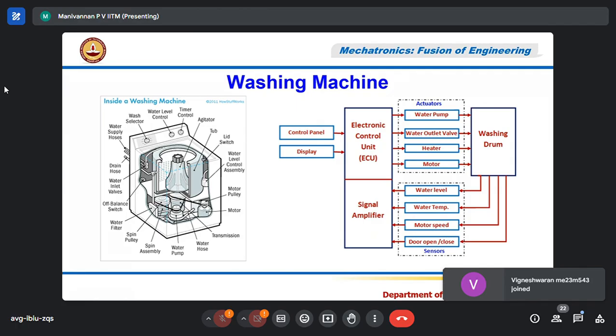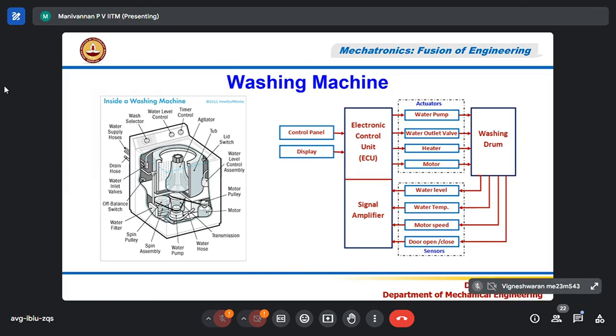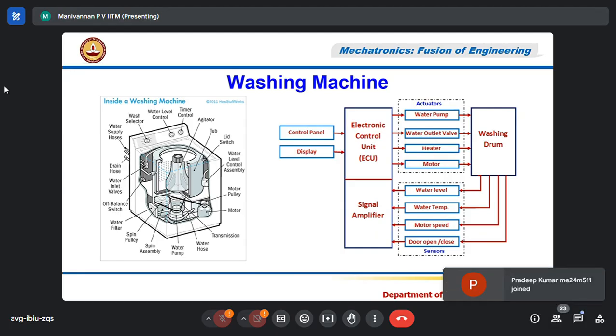In the air conditioner also you have a compressor, there's a fan, all this should be operated, and you have an electronic control remote. There's a small microprocessor, and a temperature sensor which measures the room temperature, and according to the set point it switches the compressor on or off, and the air speed can be controlled. So that is an example for this one.